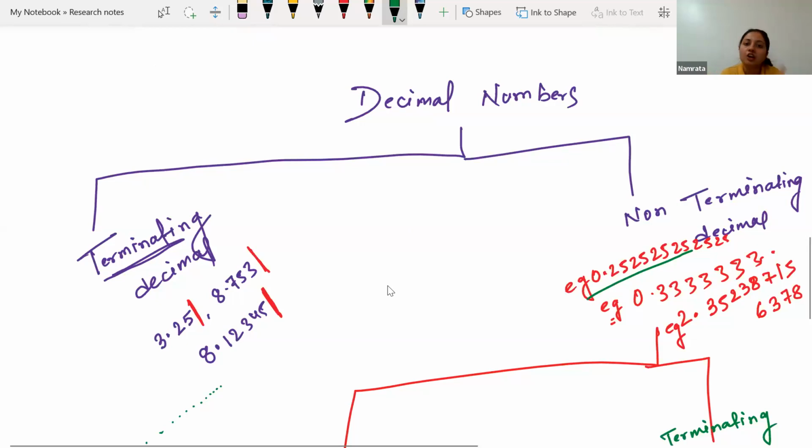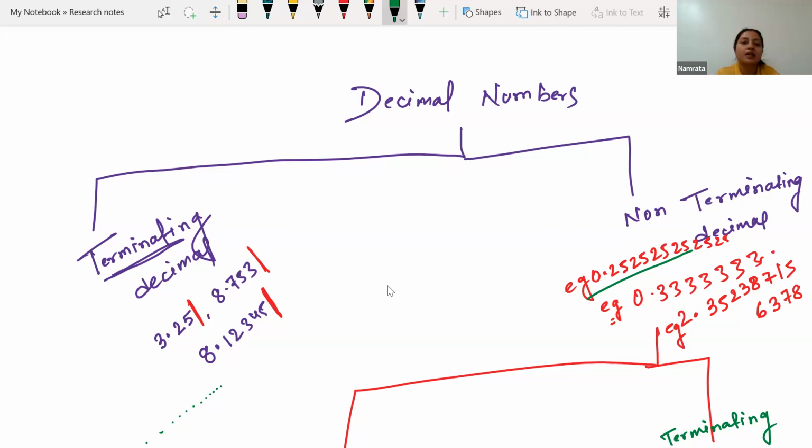Decimal numbers are of two types. One type is where, after a certain digit, it just stops. The prices we see on tags, like rupees 1000, 1000.25, 0.89, 0.23. These are examples of terminating decimal numbers.